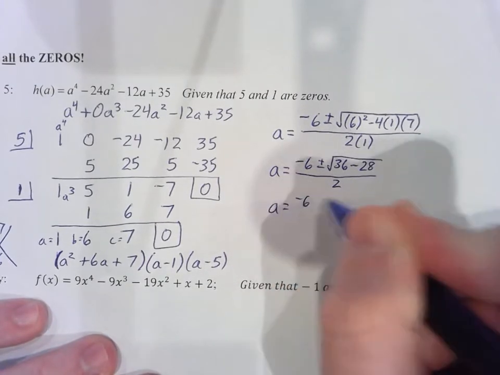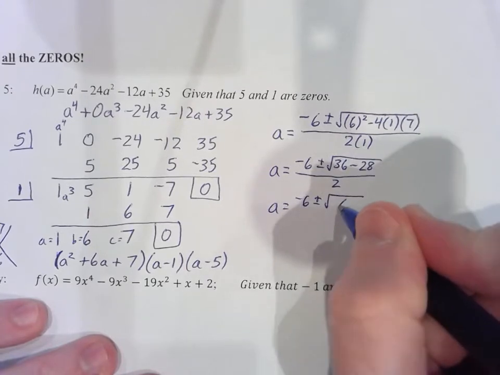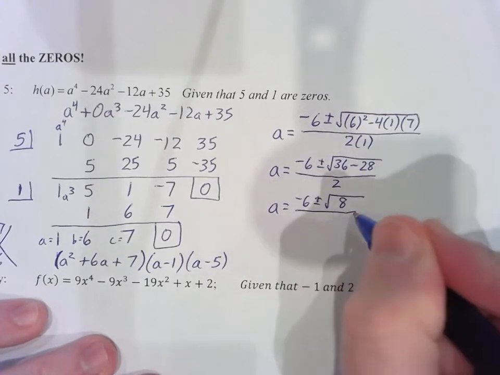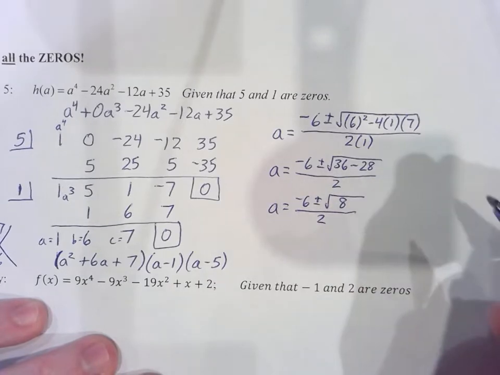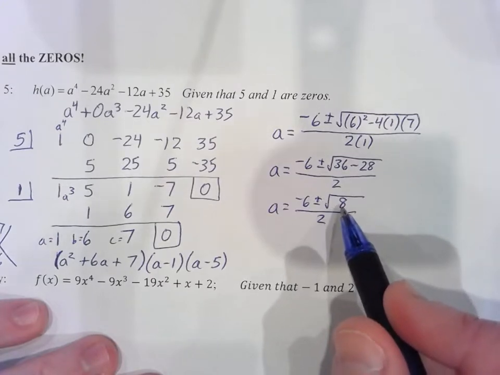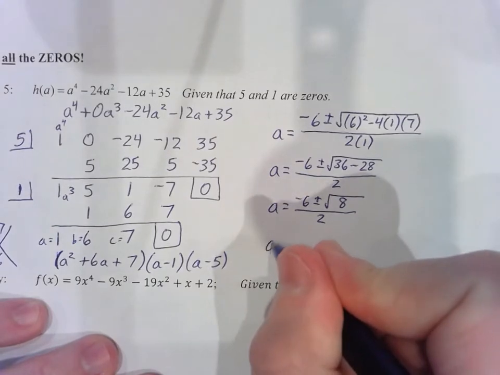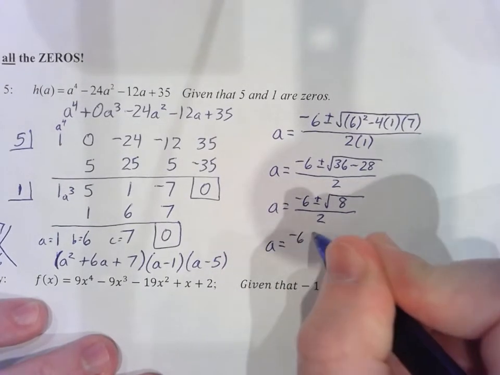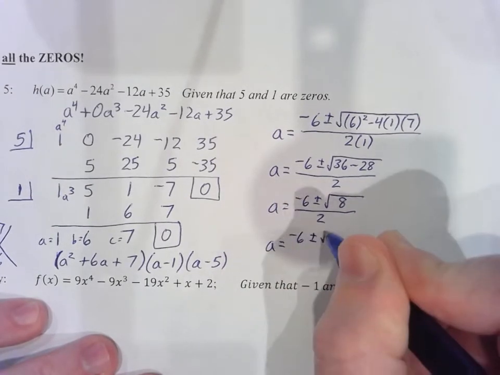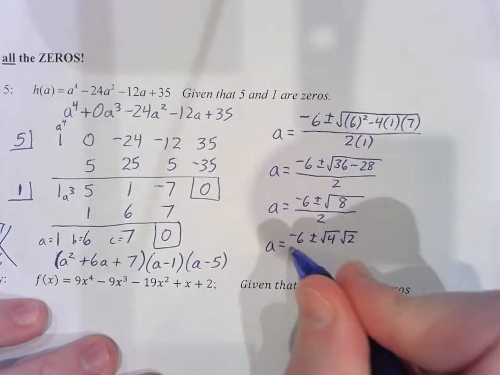So negative 6 plus or minus 36 minus 28 is 8. So can 8 be divided by any of those perfect squares? The only one that is less than 8 is 4, and 4 does go into 8. So I want to separate this into negative 6 plus or minus square root of 4 times square root of 2. 4 times 2 gives us 8.